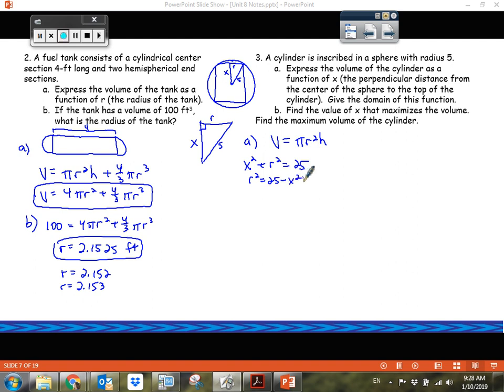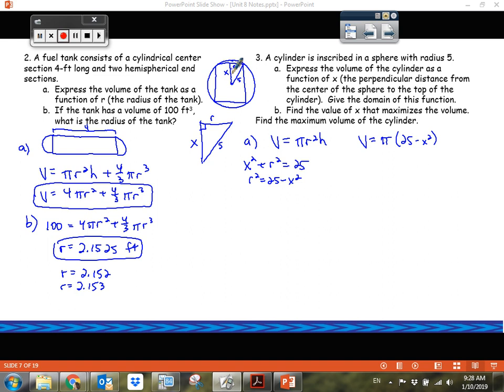Okay, fantastic. Let's start our new volume formula over here. So instead of r squared, we're going to put this part in. This 25 minus x squared. That we can substitute that in. So 25 minus x squared. Okay, great. Now we have the problem of the h. We need to figure out how to get rid of the h.